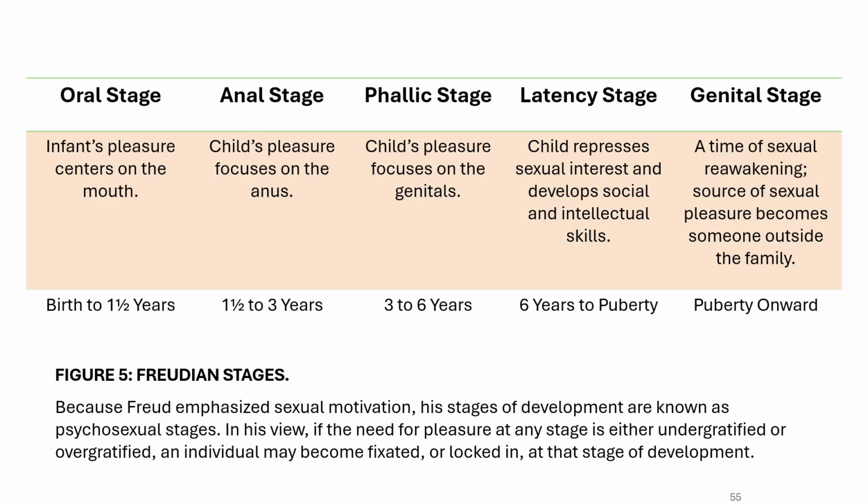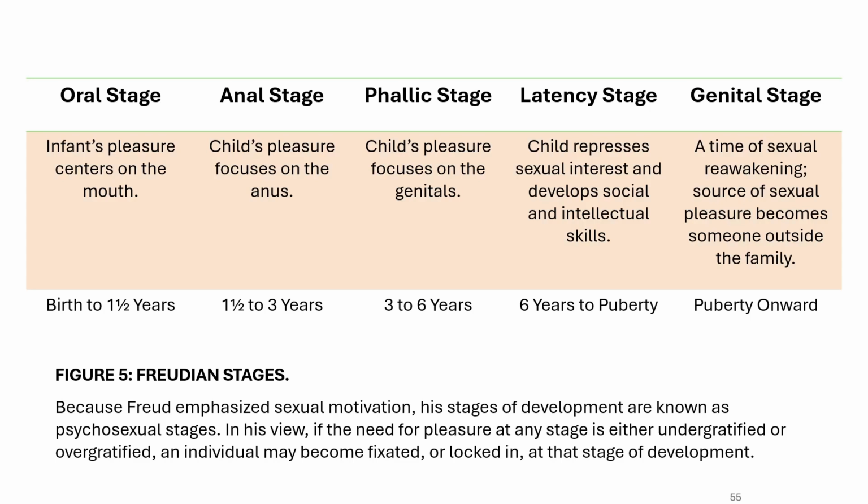Birth to 1.5 was the oral stage, and his opinion was that infants' pleasure centers were on the mouth. 1.5 to 3 years was the anal stage, where the child's pleasure focused on the anus. 3 to 6 years was the phallic stage, where we were focused on genitals. 6 years to puberty was the latency stage, where the child would repress sexual interest and develop social and intellectual skills. And puberty onward was the genital stage, a time of sexual reawakening, and sexual pleasure becomes something outside of the family.